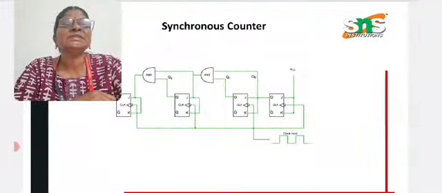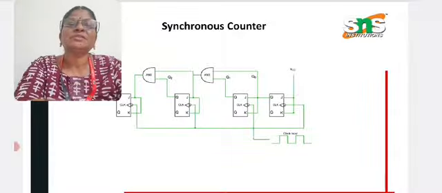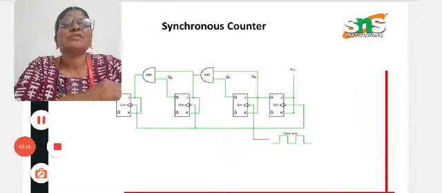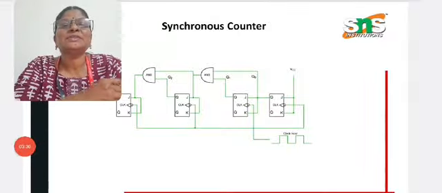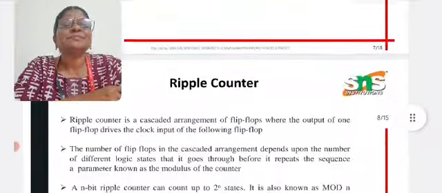You can see the synchronous counter block diagram here. We have four JK flip-flops and two AND gates connected, and the connections are as per the circuit. We also have a clock pulse, the clock signal. The clock signal gives high and low signals. If high, it counts upwards, and if low, it counts downwards. So this is the circuit diagram.